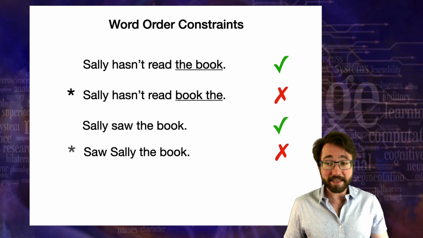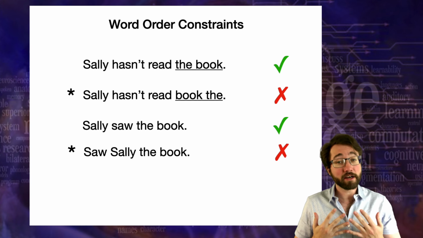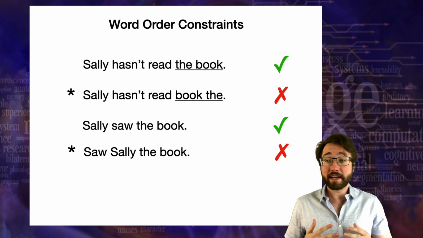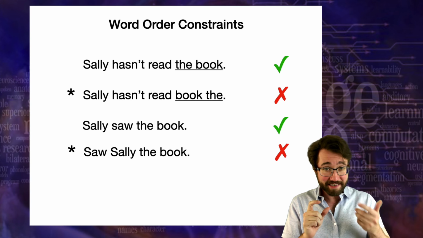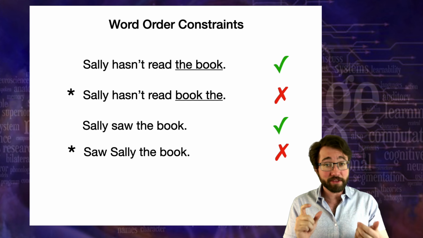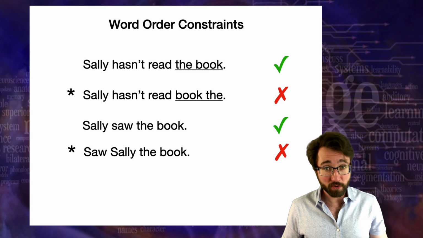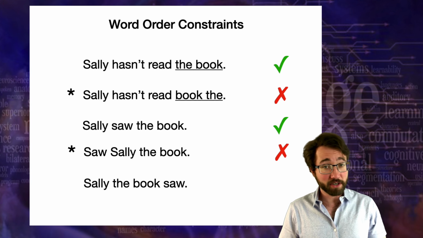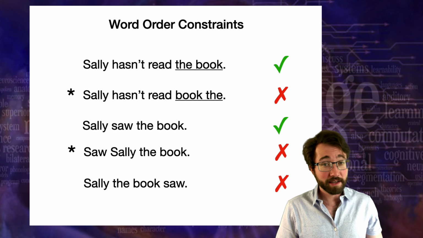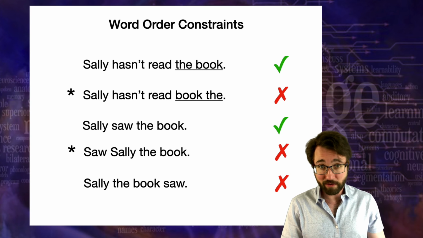So notice that these examples satisfy co-occurrence constraints. So in "Sally hasn't read book the," the determiner has a noun, but they're in the wrong order. So this violates a word order constraint of English. How about this? "Sally the book saw." Again, that's ungrammatical. All the right words are there, but they're in the wrong order.